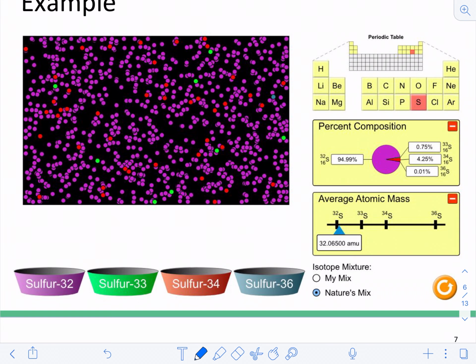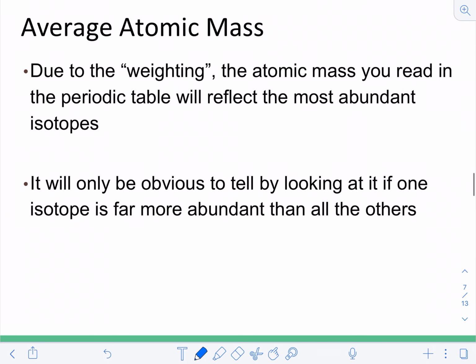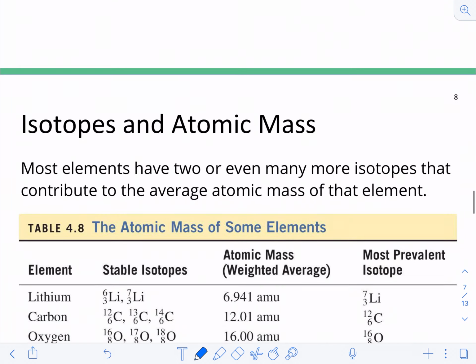All right, so again, isotopes. The average atomic mass takes all of these percentages, or all of the amounts of each one of these isotopes, into consideration. So it's a weighted average. Due to the weighting, the atomic mass that you read in the periodic table will most likely reflect the most abundant isotopes. So it's only going to be obvious to tell which isotope is most abundant if it's far more abundant than all the others. Okay, so here's some examples.